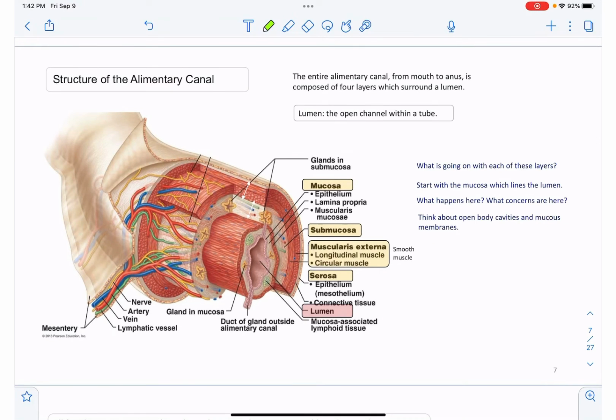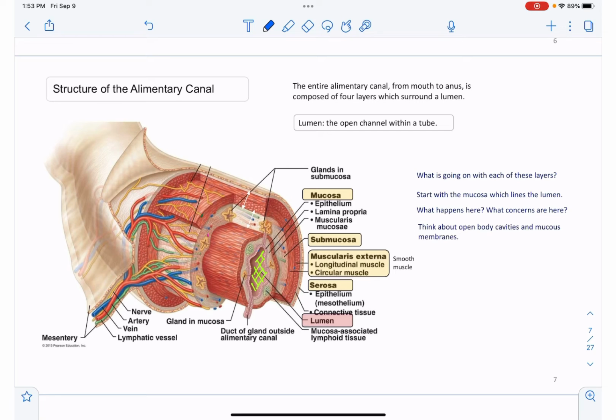So let's start by identifying the lumen. And the lumen is an open channel within a tube. It's the hollow space within a tube. And with the digestive tract, this is the hollow space that the food is going to pass through. So all of that hollow space represents the lumen. And then the 4 layers of the alimentary canal are going to stack on top of that.